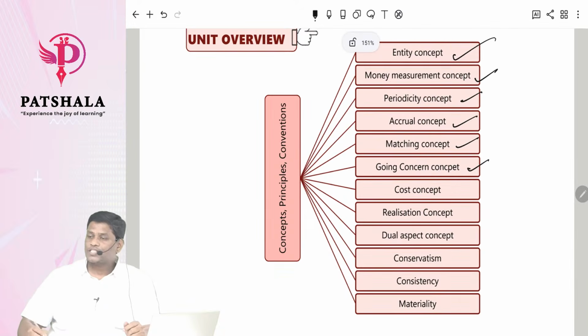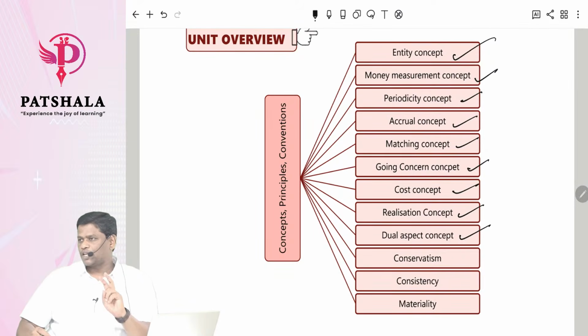Then matching concept. Direct expenses should be matched with direct incomes to find out gross profit. Indirect expenses should be matched with indirect incomes to get net profit. Then cost concept. Cost concept is applied to assets, so it should always be measured at cost price. Clear? Then realization concept. When we realize only, we have to write money. Either it should be realized money or it is accrued, where you follow the accrual concept. Then we have seen dual aspect, duality of the transaction, where 2 things we record, one is a debit, other one is a credit. Then we have started conventions.